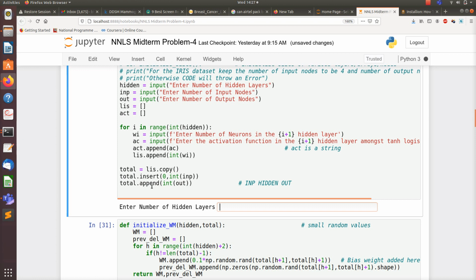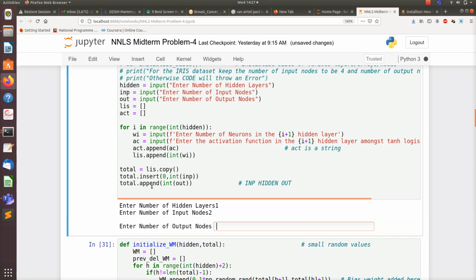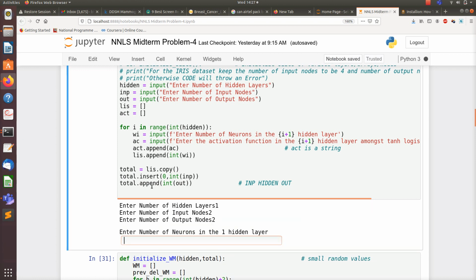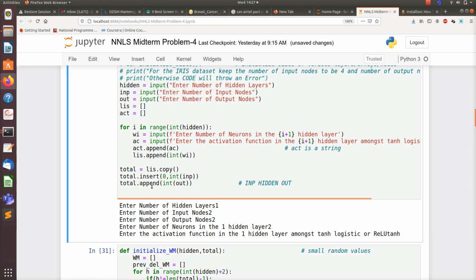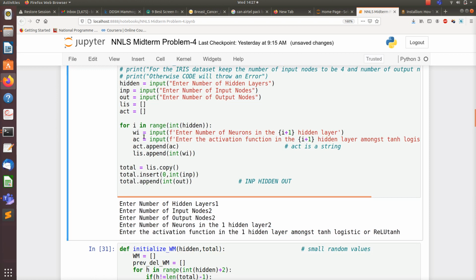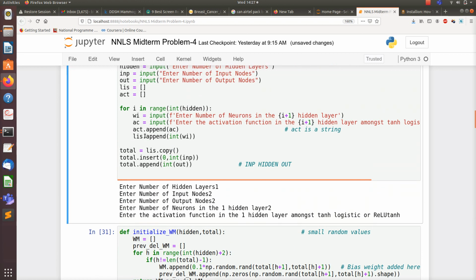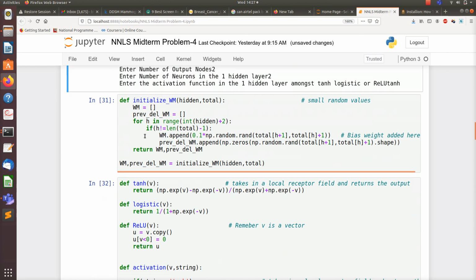Here we set the parameters of our neural network. For example, the number of hidden layers would be 1, the number of input nodes would be 2, the number of output nodes would be 2, and the number of neurons in the first hidden layer would be 2 for now. The activation function for the hidden layer we would use is tanh, and the activation function for the output layer is automatically set to logistic so as to give probabilistic outputs.